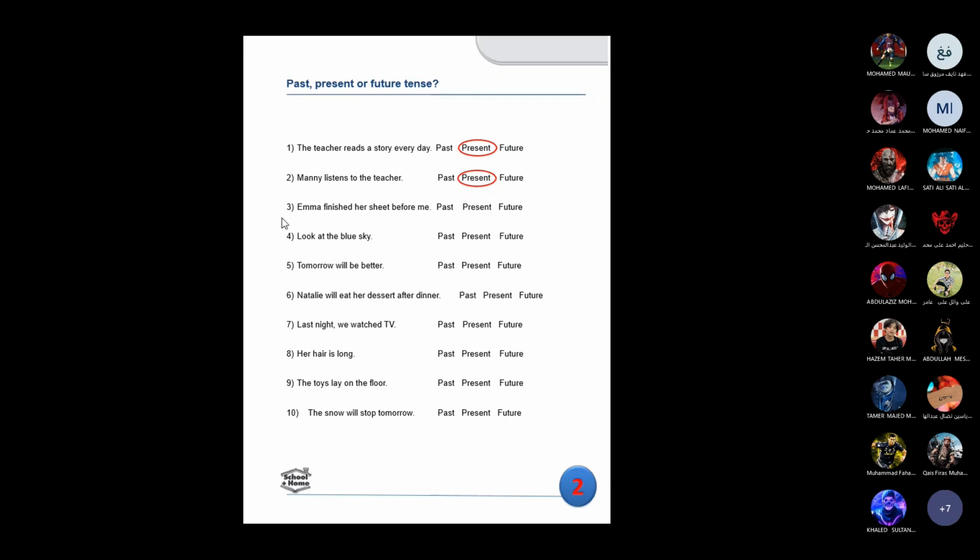Where is the verb? First of all, in that sentence, where is the verb? Finished. Excellent. The verb is finished. So that verb is what? Past, present, or future? This is past. Excellent. Because it has what at the end? ED. Excellent. So finished is the verb and ends in ed. That's why it's past form.